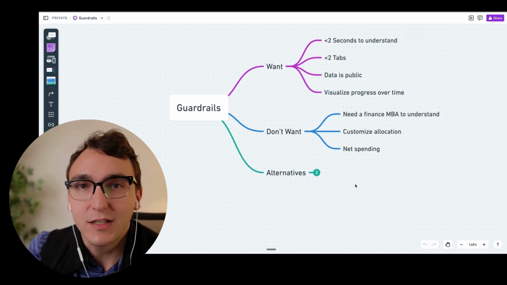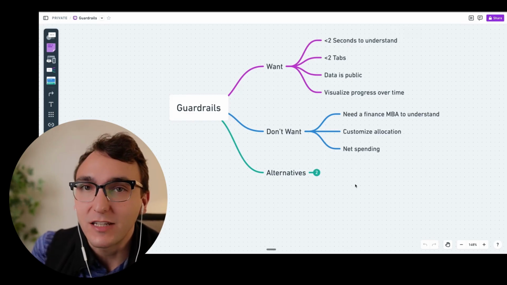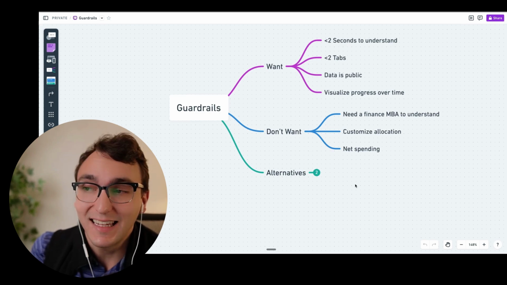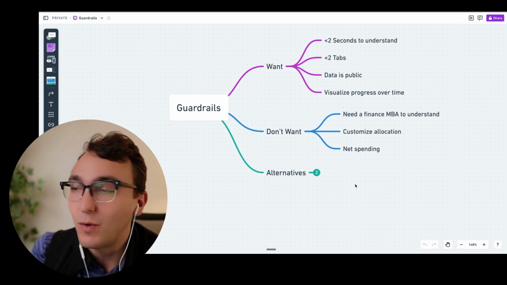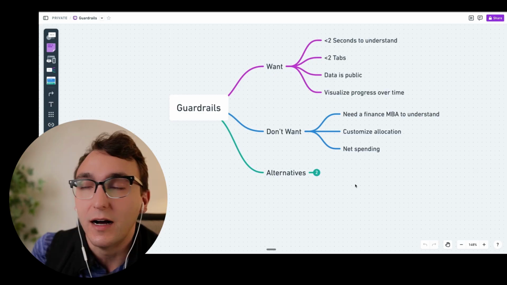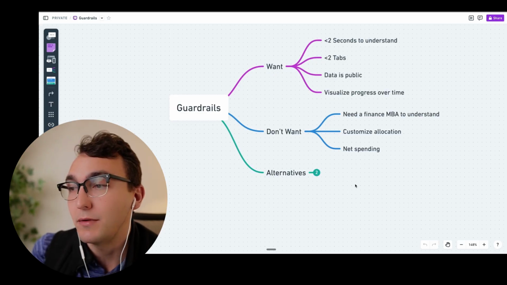Let's get into it. Okay, so I want this to be very understandable. Less than 2 seconds for someone to understand the spreadsheet when they look at it for the first time. Less than 2 tabs. I want the data to be public. I don't want to infringe on any copyrights for index providers. And then I want to be able to visualize progress over time.